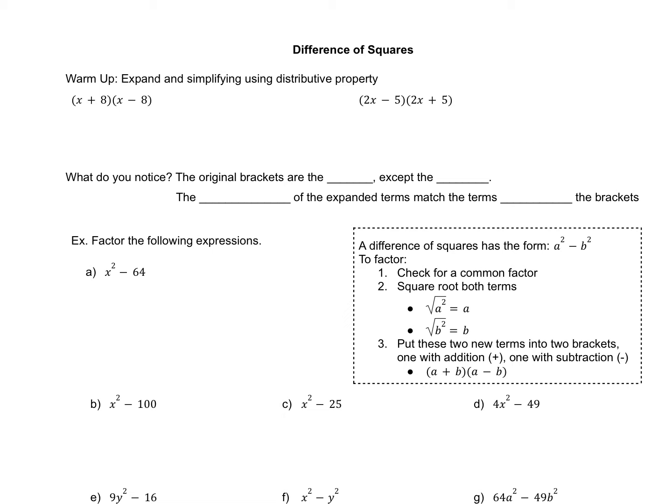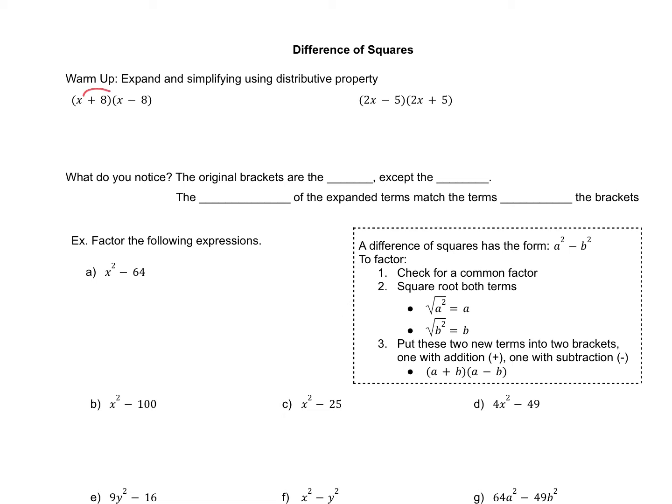Before we do that, I just want to make a little observation here: each set of brackets looks almost identical, except they have opposite signs. One bracket has addition, one bracket has subtraction, but otherwise they both have an x and an 8. They both have a 2x and a 5. So let's go ahead and use FOIL to see what happens here.